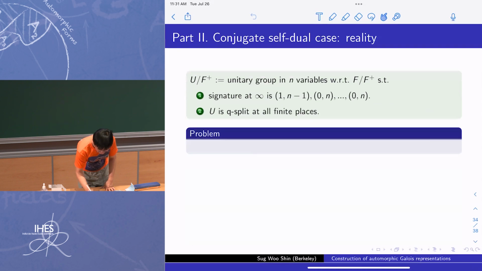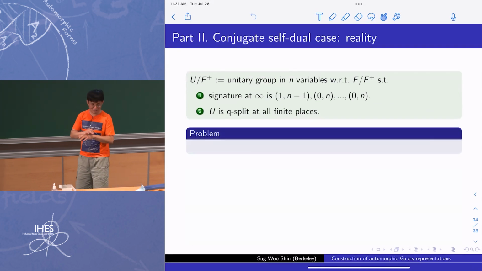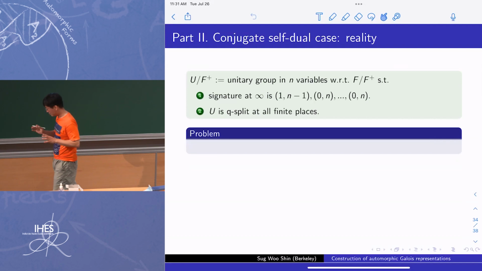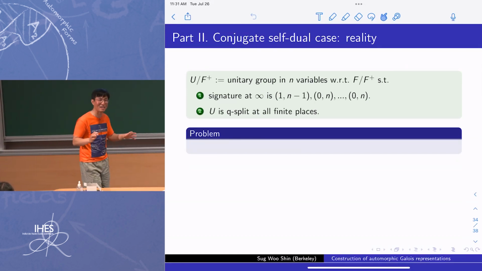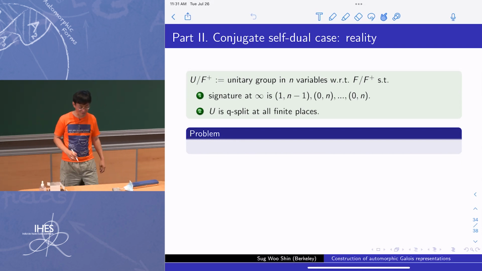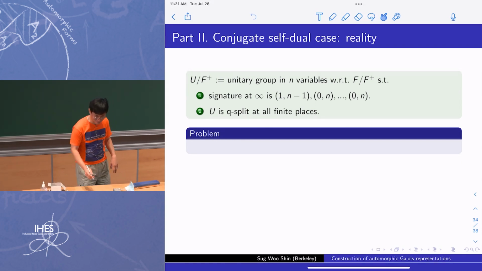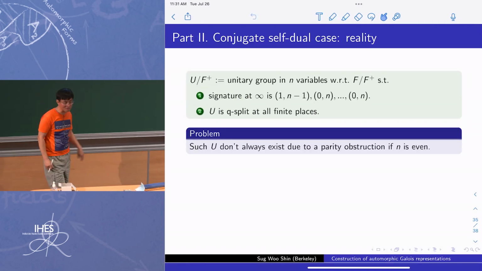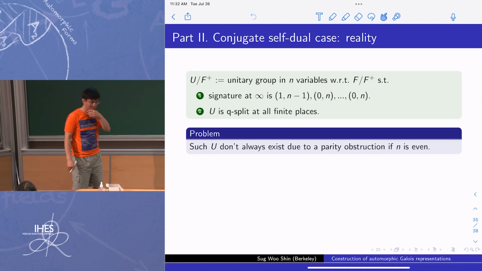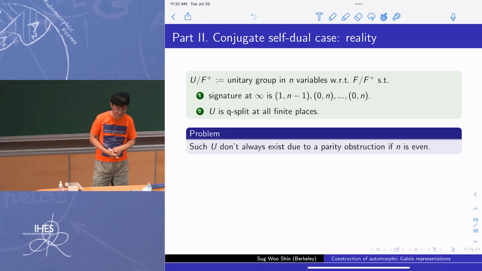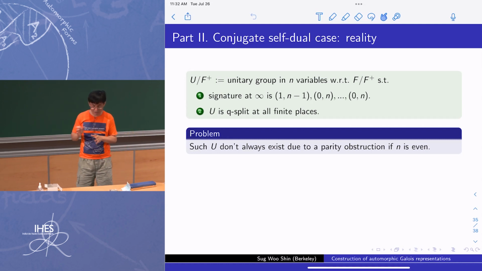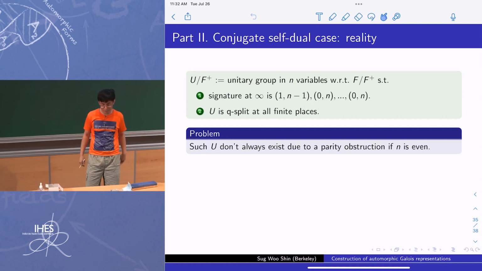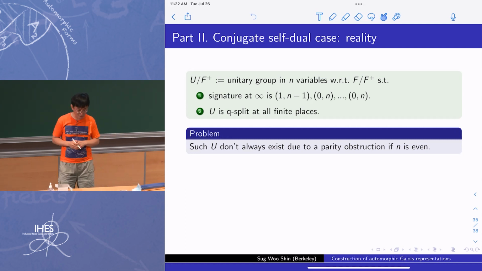Okay, so I could have stopped there and just wrapped up part 2, but that would be a little dishonest. So at least I'll say that there's a problem in executing this. The main problem is, it seems not so serious a priori, but it turns out that such a unitary group only lives in paradise and it doesn't exist in reality if n is even. So there's some parity obstruction, a local-global obstruction, for finding this kind of unitary group.